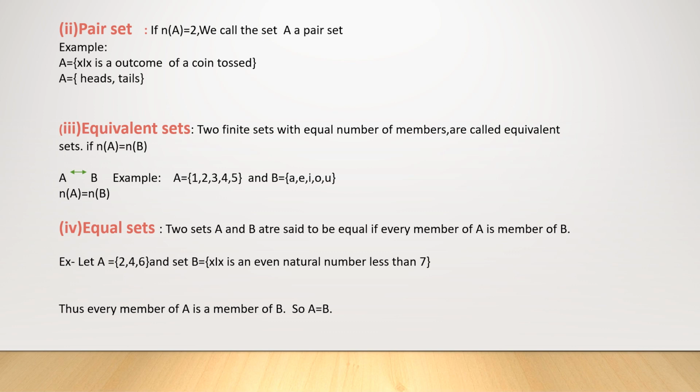Equal sets. Two sets A and B are said to be equal if every member of A is a member of B. Example: let A = {2, 4, 6} and B = {x | x is an even natural number less than 7}. So B = {2, 4, 6}. Thus, every member of A is a member of B. So, A = B.